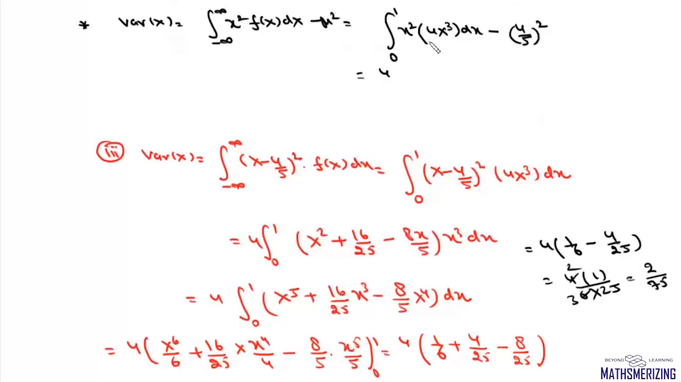Now this is 4, and it is x to the power 5. x to the power 5 is x to the power 6 upon 6 from 0 to 1, minus 16 upon 25. So this value is 2 by 3 minus 16 upon 25. Now this is 50, 50 minus 48 is 2, and here this is 75. So again we'll get this answer as 2 by 75. So variance of this function is 2 by 75.